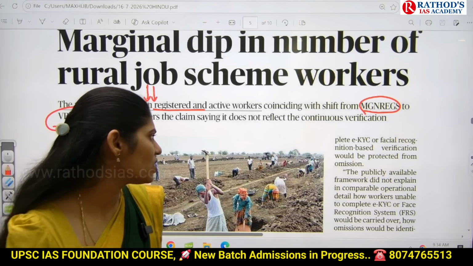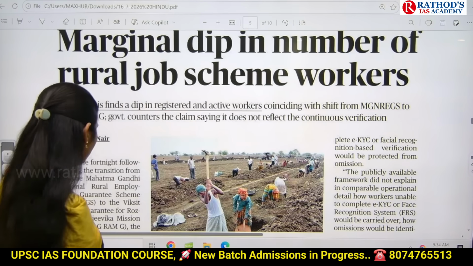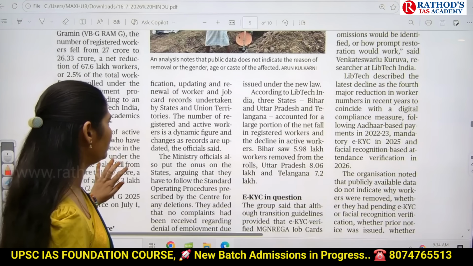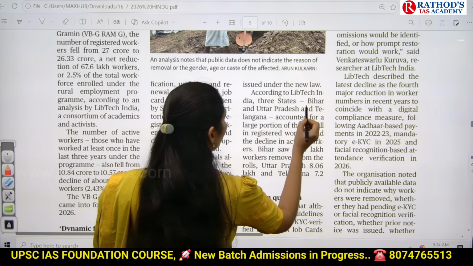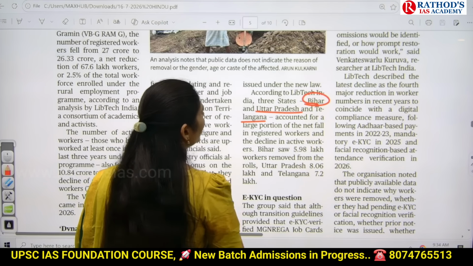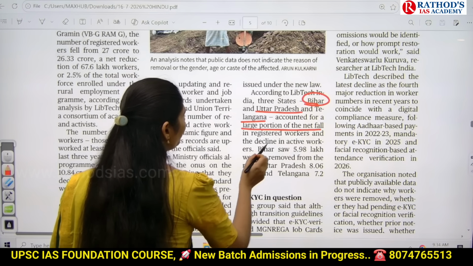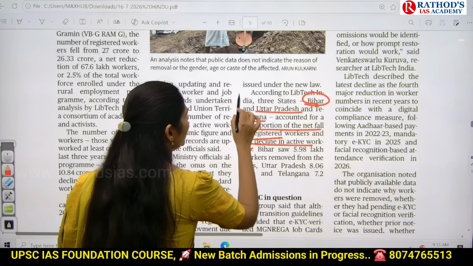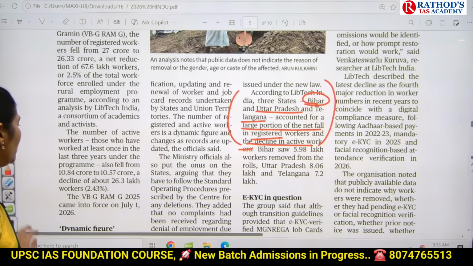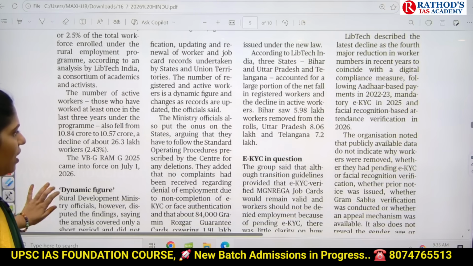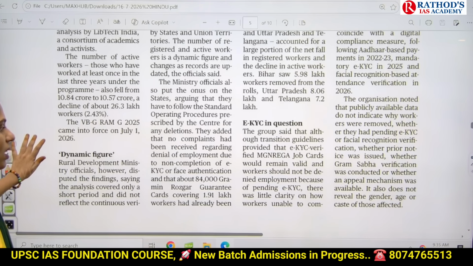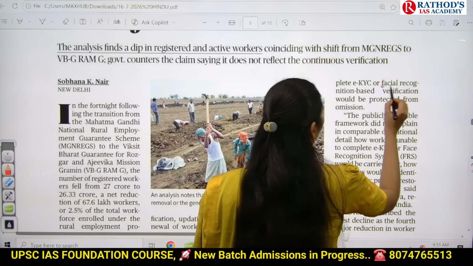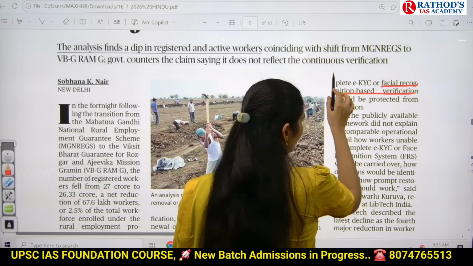Okay, technological exclusion is one important reason. Next. Come on, think guys, what are the reasons? And next, this article is saying that Bihar, UP and Telangana accounted for a large portion of the net fall of registered workers and decline in active workers. So this is the data given, and in these three states there is reduced registration of workers. Okay, the major problem here is, as you said, technology, facial based recognition and verification. That is a major problem.